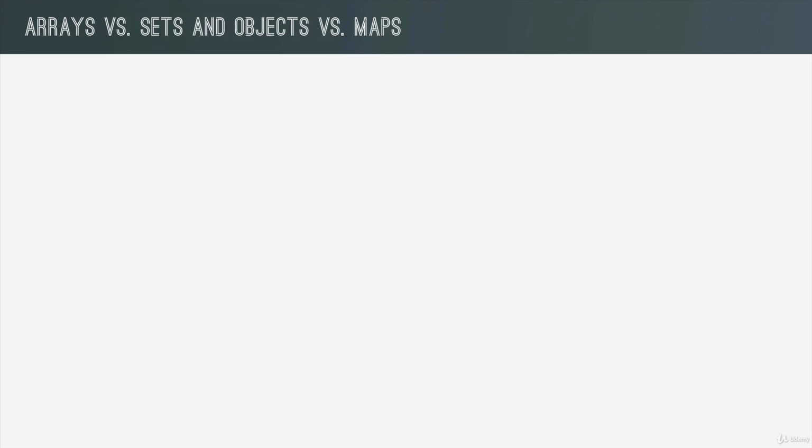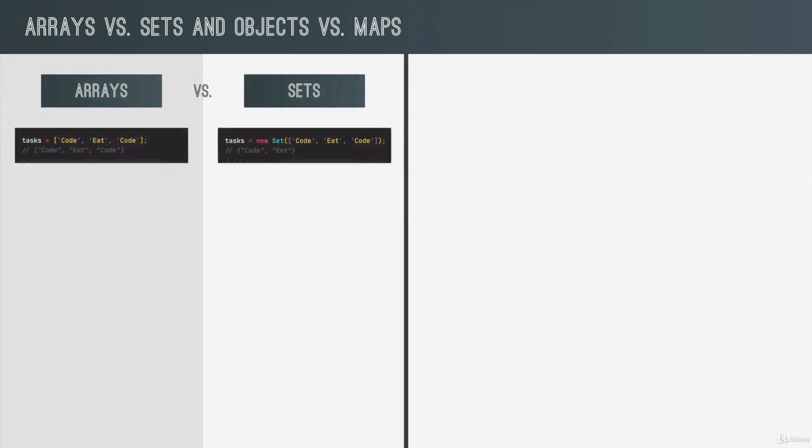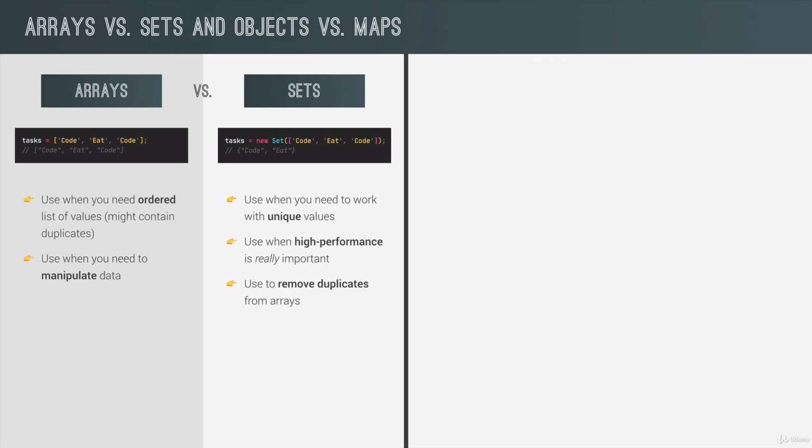So you already know at this point how to use all of them, but it's important to know when to use them. So starting with arrays versus sets, we already know that we should use them for simple lists of values when we do not need to describe the values. Now, you should use arrays whenever you need to store values in order and when these values might contain duplicates. Also, you should always use arrays when you need to manipulate data, because there are a ton of useful array methods. Now, sets, on the other hand, should only be used when you are working with unique values.